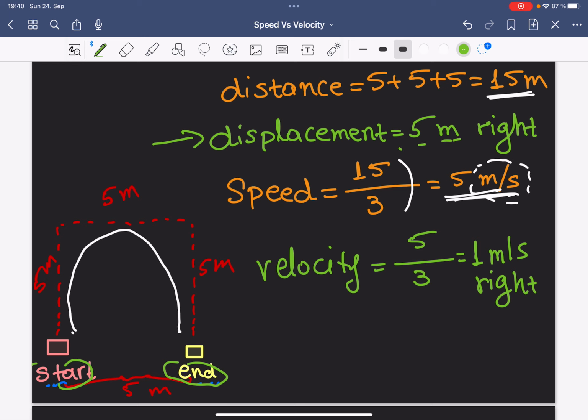How long did it take for this object to complete this motion? 3 seconds. So we can safely say that the velocity in this scenario is going to be 5/3. I'm going to leave it as 5/3 meters per second. So you see how displacement comes with direction, the same way velocity comes with direction, and that's the difference. You can see now in this example that speed and velocity end up with a different value, but also velocity comes with a direction. It shows in which direction the object moved.